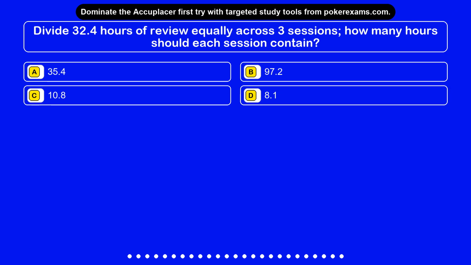Question 3. Divide 32.4 hours of review equally across 3 sessions. How many hours should each session contain? Option A, 35.4. Option B, 97.2. Option C, 10.8. Option D, 8.1.